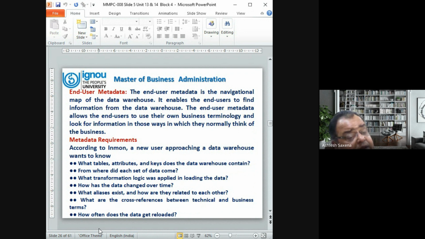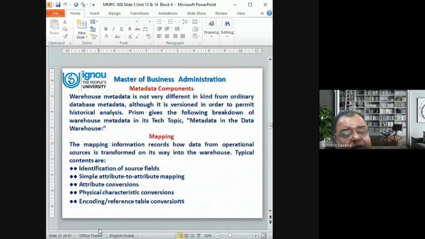What are metadata requirements? According to Inmon, a new user approaching a data warehouse wants to know: What tables, attributes, and keys does the warehouse contain? From where did each set of data come? What transformation logic is applied in loading the data? How has the data changed over time? What aliases exist and how are they related to each other? What are the cross references between technical and business terms? How are the components related?